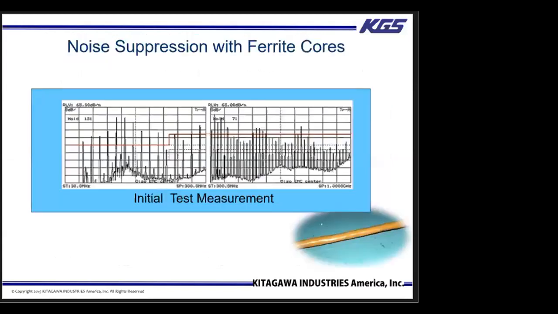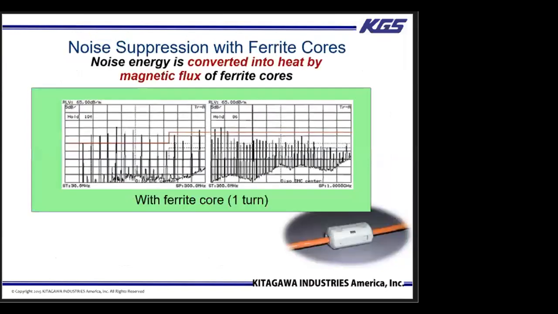So these graphs show the initial test measurement. The frequency range shown is 30 megahertz to 1 gigahertz. Now let's try attaching a ferrite core to the cable. We attach a ferrite core to the cable with 1 turn. On this graph, you can see that there was some improvement from 100 megahertz to 700 megahertz from the initial level. The noise was converted to heat energy by the ferrite core.